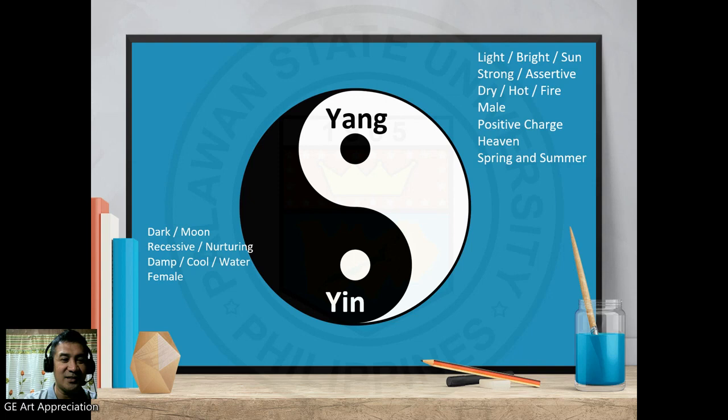So look at the characteristics of yin. The females are recessive, they are cool. They are the ones who nurture. They are the water. So, if yang is a positive charge, yin is a negative charge. If yang is heaven, yin is earth. In feng shui, they really believe in negative vibes and positive energy. That is what they believe in feng shui.